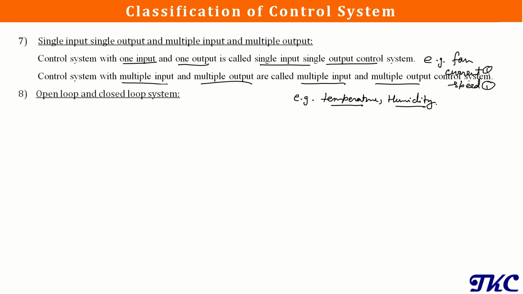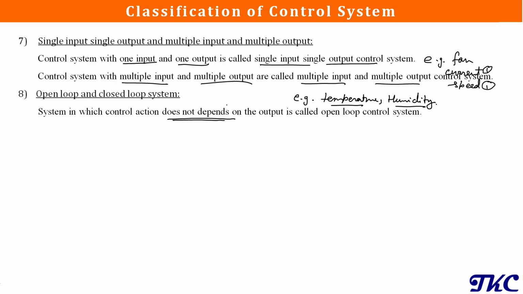And the last one is open loop and closed loop system. We can define an open loop system as a system in which control action does not depend upon the output. So here we are not having any sensing element that is going to monitor the output, and accordingly we will be having a change in the input. So that is not going to happen here. That kind of system is called an open loop control system. An example we have already discussed is a fan.